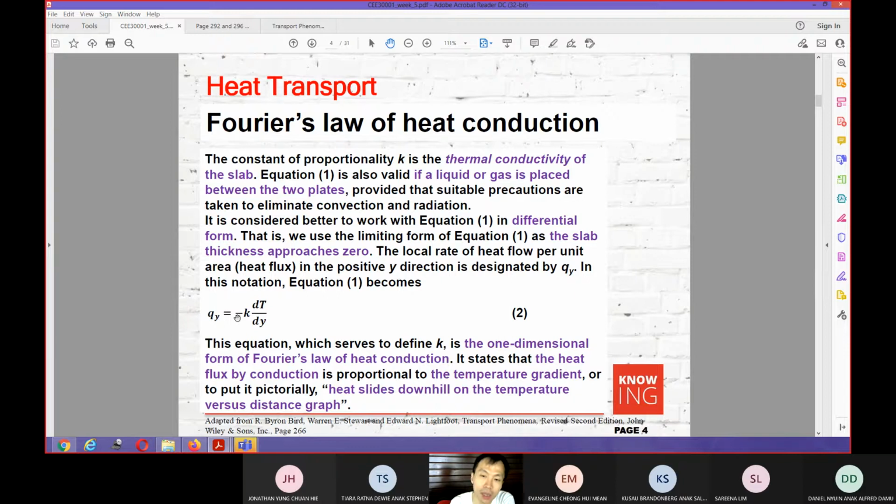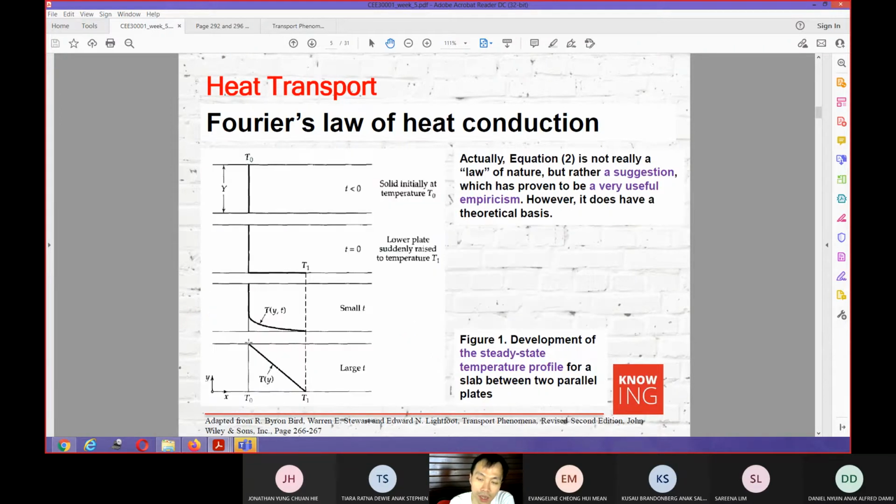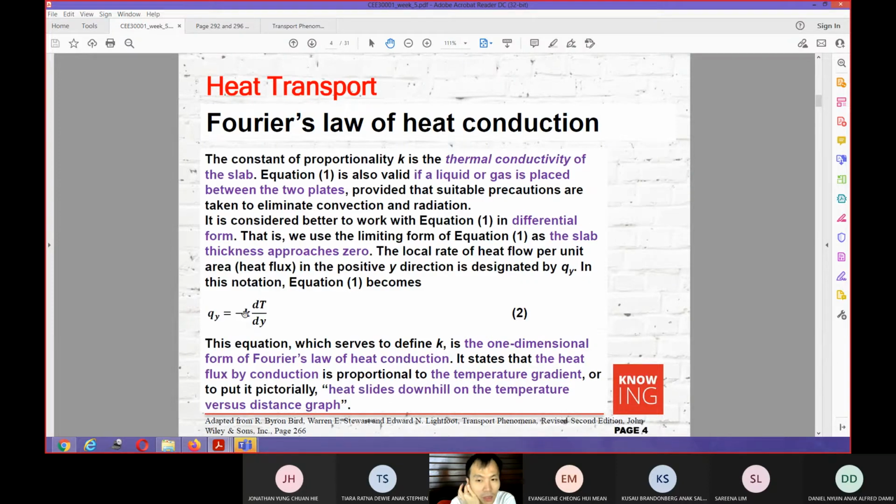And then the same thing with this minus again. The temperature increases in the direction from top to bottom, but the heat is going in the direction from bottom to top, right? So your heat conduction direction is opposite to the direction where the temperature increases. So that's what the negative here means, right?